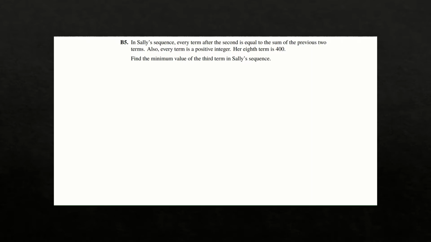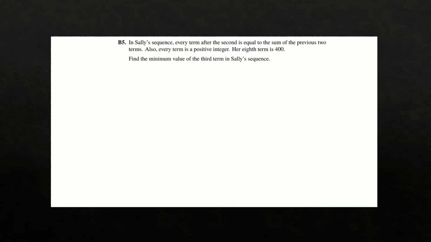So this is question B5 from the Junior Mathematical Olympiad paper of 2021. Question B5 states, in Sally's sequence, every term after the second is equal to the sum of the previous 2 terms. Also, every term is a positive integer. Her 8th term is 400. Find the minimum value of the 3rd term in Sally's sequence.